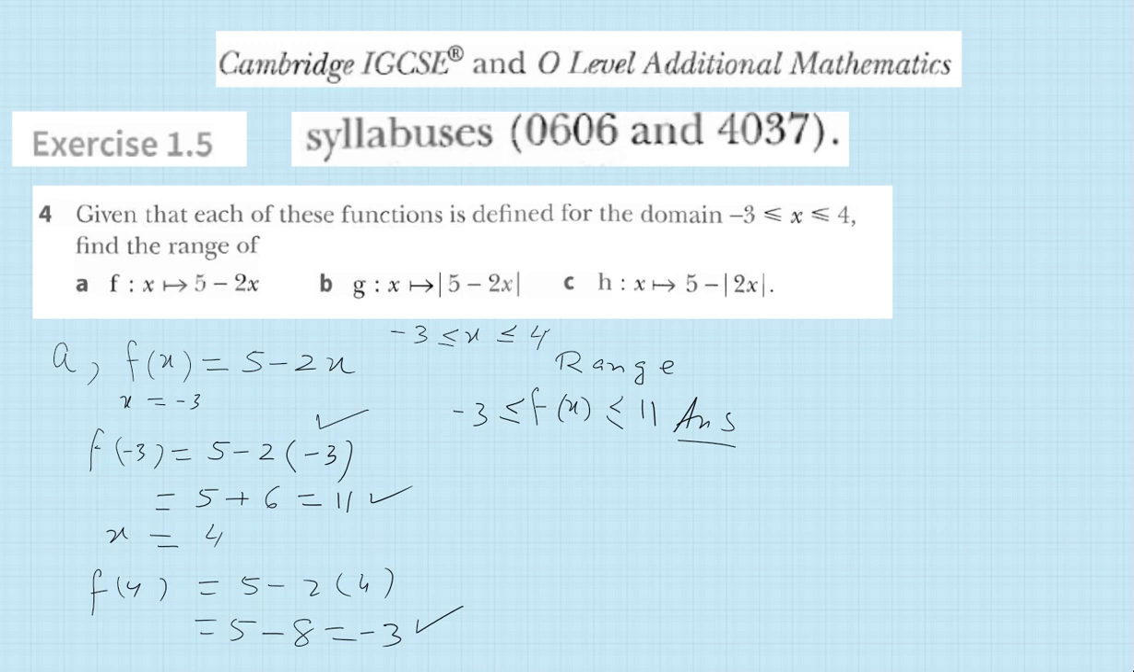Similarly, our smallest value is minus 3. So is it possible to get a value smaller than minus 3? If this is possible, then our answer is wrong. But in this case, there is no value less than minus 3. Therefore, we can easily say that the range is minus 3 to 11. So, students, hope you understand part A. Now come to part B.